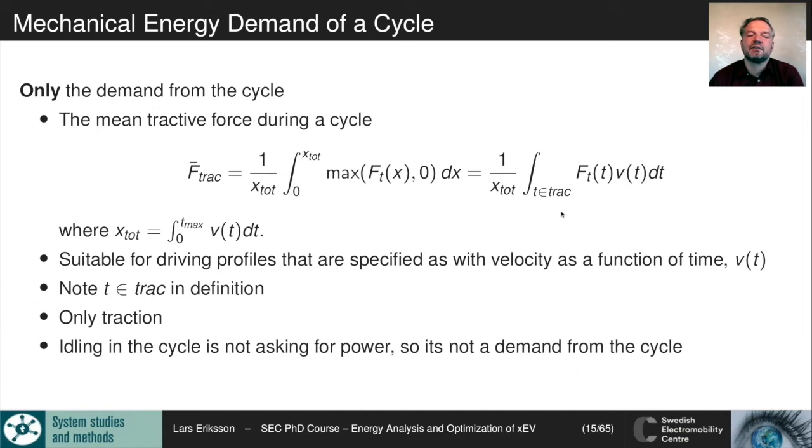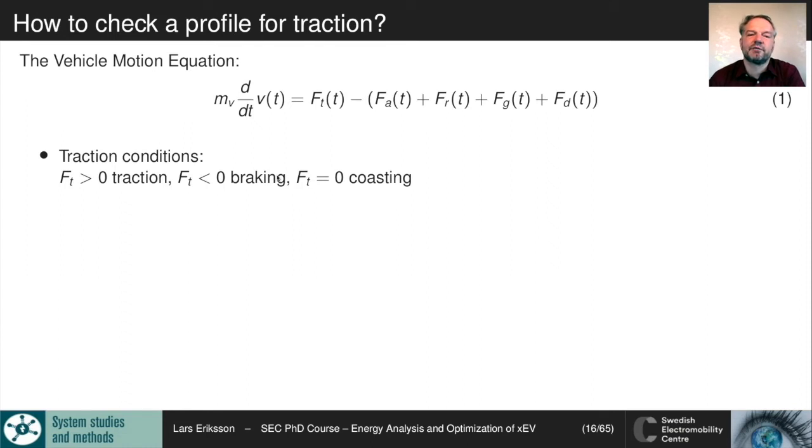And idling is not something that the cycle asks for, so it's not a demand from the cycle, but a vehicle might be designed to have idling also, and you can investigate in the hand-in assignment how much you can gain by including or not including the idling losses. In the hand-in assignment, you will solve this integral, and to solve this integral, you need to have a way of identifying when we are in traction and when we're not in traction. The switching is, of course, with the coasting.